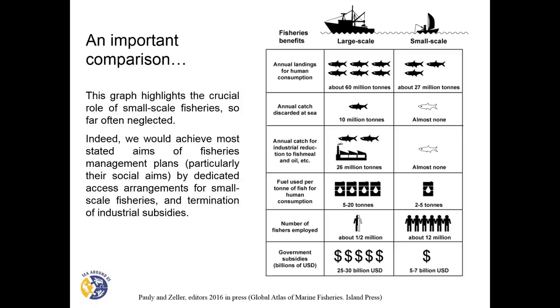And we end up with a comparison. If you look at annual landings for human consumption, we get that the small-scale fisheries are about one-third to two-fifths of the large-scale catches. They generate almost no discards, the small-scale fisheries, and all the fish that they produce is used for human consumption. And the fuel use is much less. The fuel use per ton of fish caught is essentially due to adjacency. Small-scale fisheries don't go so far to catch the fish, and also because they use passive gear where the fish do the moving and they don't move a gear, for example, a trawl, through the water.